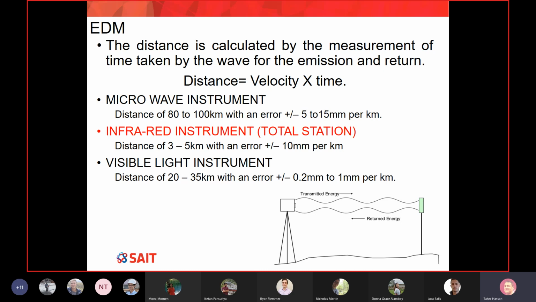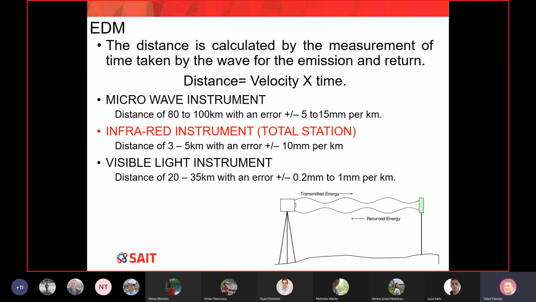For example, with the microwave, you can measure a distance up to 100 kilometers with an accuracy of plus or minus 5 to 15 millimeters per kilometer. You know what? I really focus on the red one, the one I highlighted in red, because those are the ones that we use in total station. In total station, we do not measure 100 kilometers. We measure distance within a few kilometers, so we are okay with using infrared.